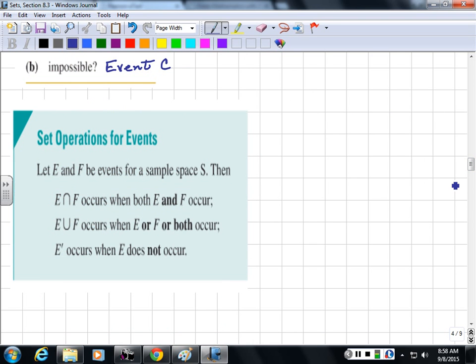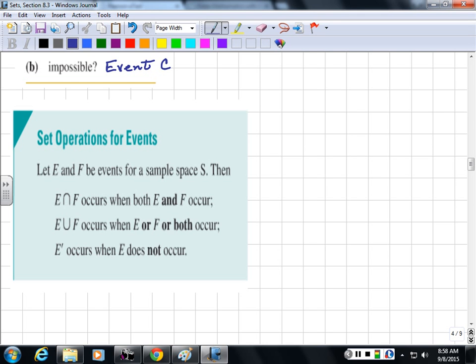Okay, let's talk about set operations for events. And this is kind of similar to what we've been doing. We're going to let E and F be events for a sample space S. That means they have to occur in that sample space, okay? It's part of a single sample space. E intersect F occurs when both E and F occur. E union F occurs when E or F or both occur. You guys already know this, right? We have already established this fact previously.